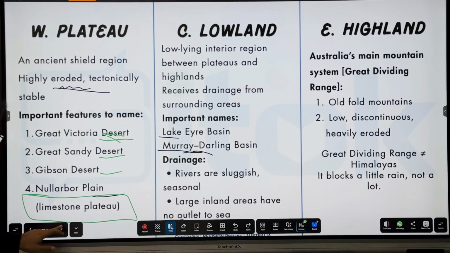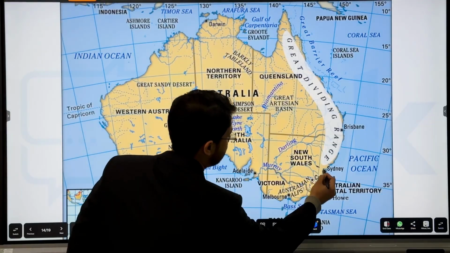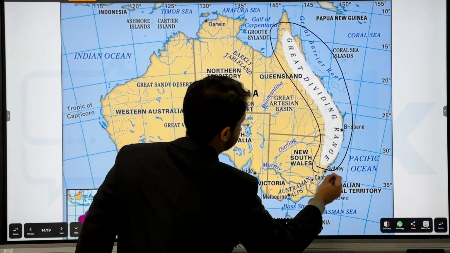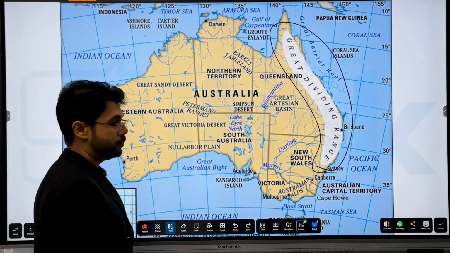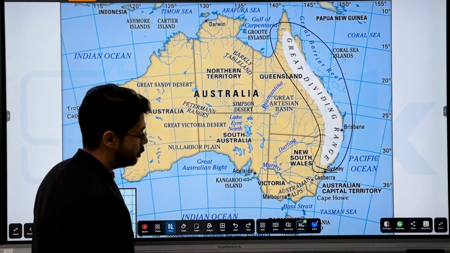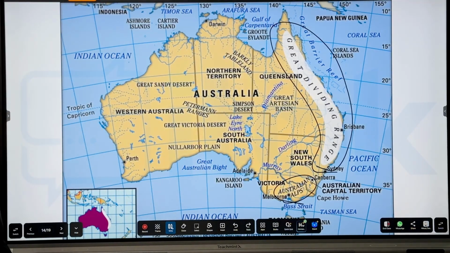Let me see whether there is a diagram for me to explain. Yes, just this, the Great Dividing Range. Only this. And second, if UPSC does not behave well with you, there is always the Australian Alps. Just remember these two and you are good.